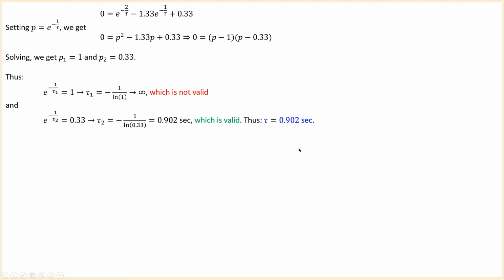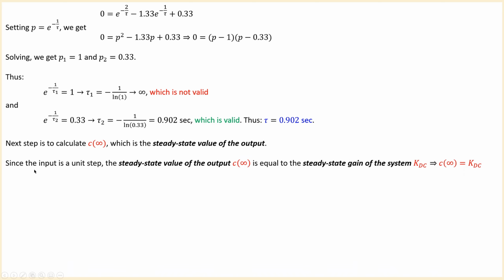That's actually the tau we will use. So the next step is to calculate the remaining part, which is C at infinity, or the KDC in this special case, which is the steady state value of the output. As I said before, since the input is a unit step with an amplitude of 1, the steady state value of your output is equal to the steady state gain of your system, which is the KDC. So, C at infinity is KDC.